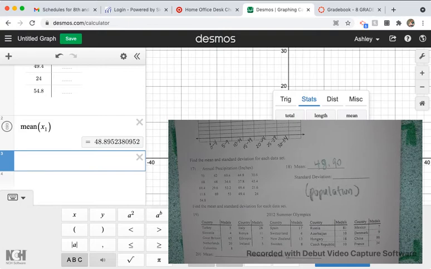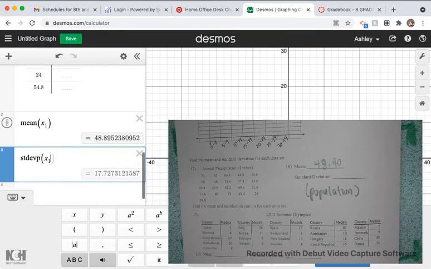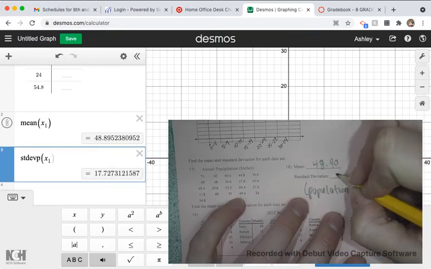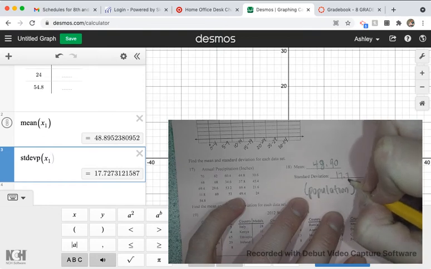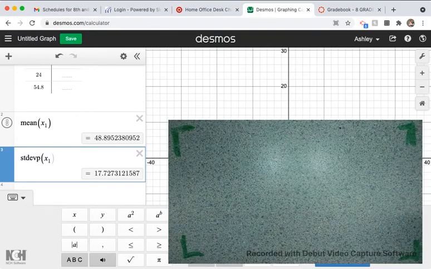And then standard deviation, you are going to use the button underneath the stats, and it says STDEVP for population, which includes all of our numbers. If you just do the other one, it cuts off some numbers, some like outliers. So our standard deviation is 17.73. And the standard deviation basically means how far away our numbers are from the mean. And the bigger this number is, the further apart our numbers are. So we want this number to be small so that we have good data.